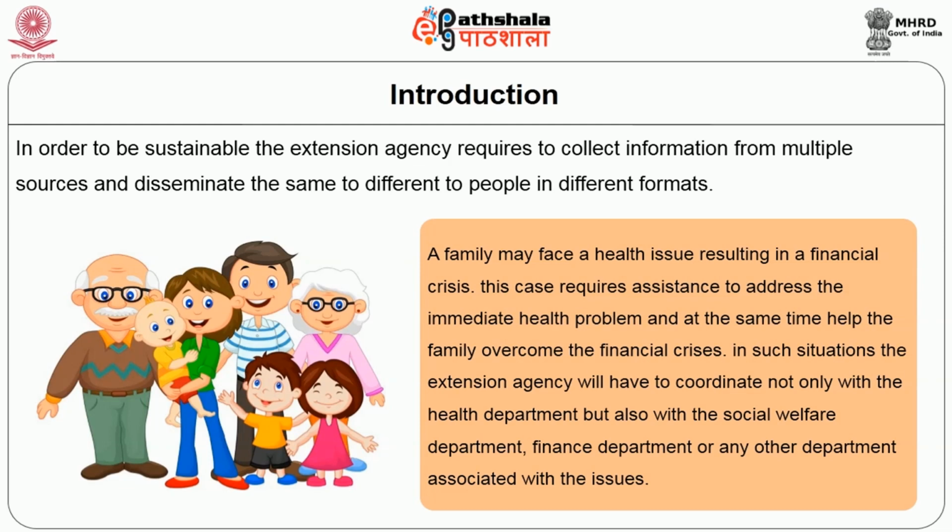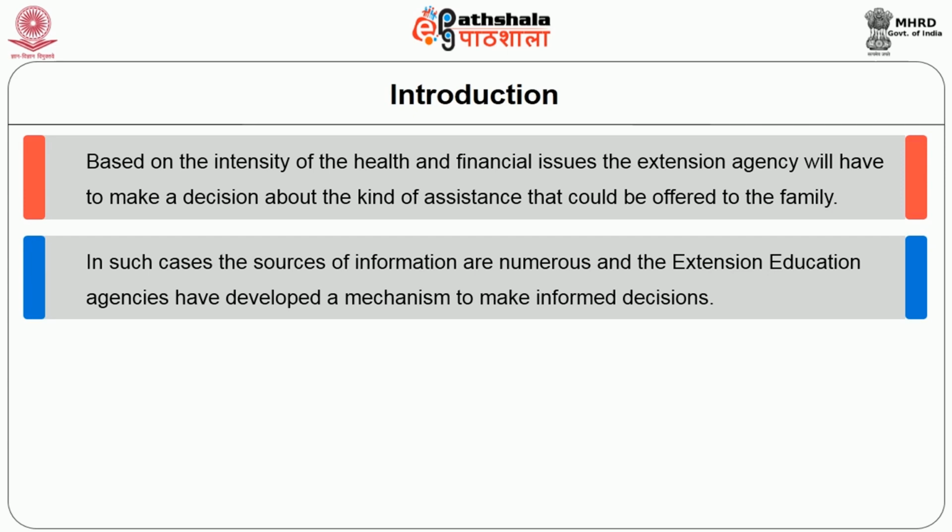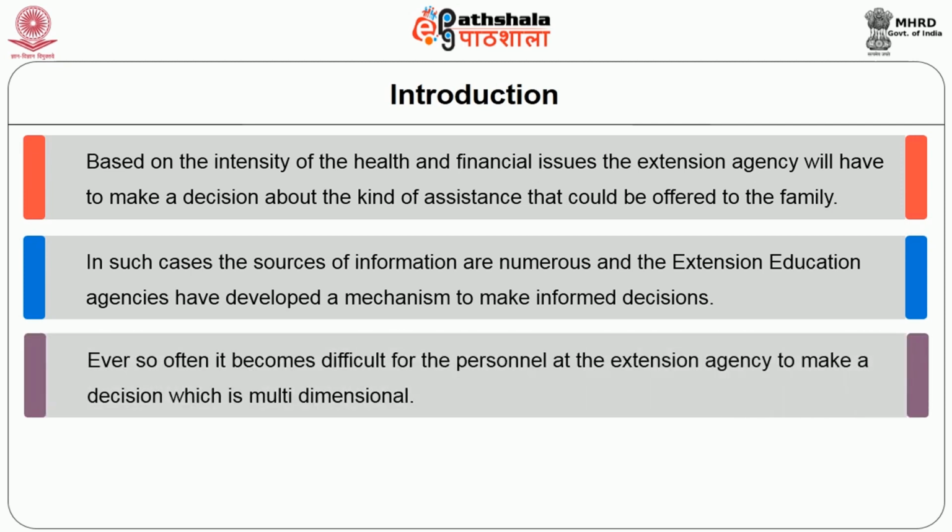And when we are working with different agencies, based on the intensity of the problem that is faced by the family in the community, the extension agency will have to develop its plan of action. The extension agency will have to make decisions about what kind of assistance it is going to provide to the family. In such cases, the sources of information are numerous and extension agencies have to develop a mechanism to make informed decisions. Ever so often it becomes difficult for the personnel at the extension agencies to make a decision which is multidimensional.